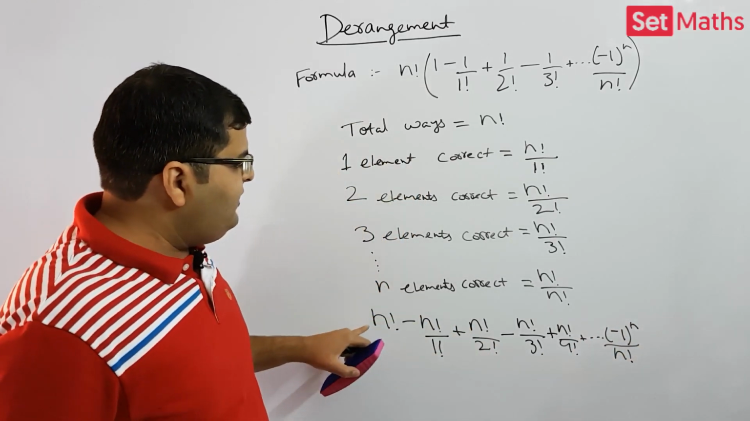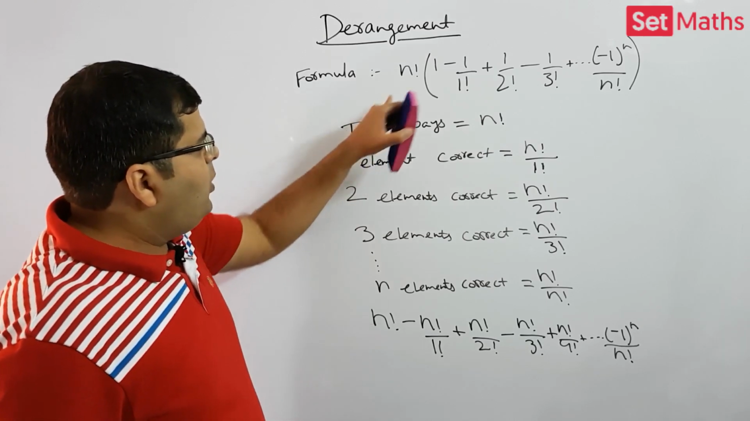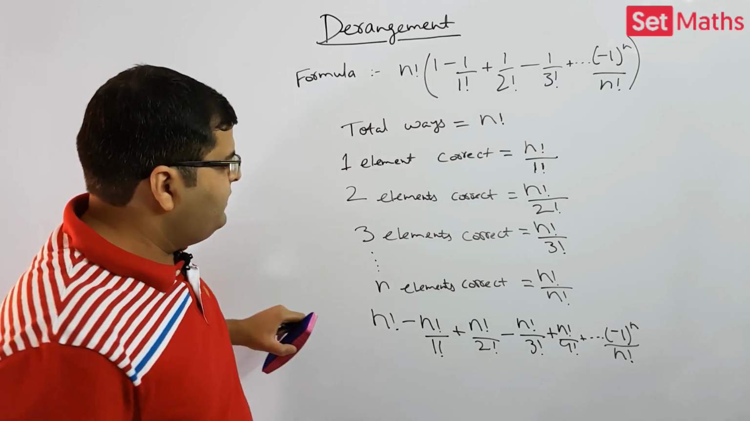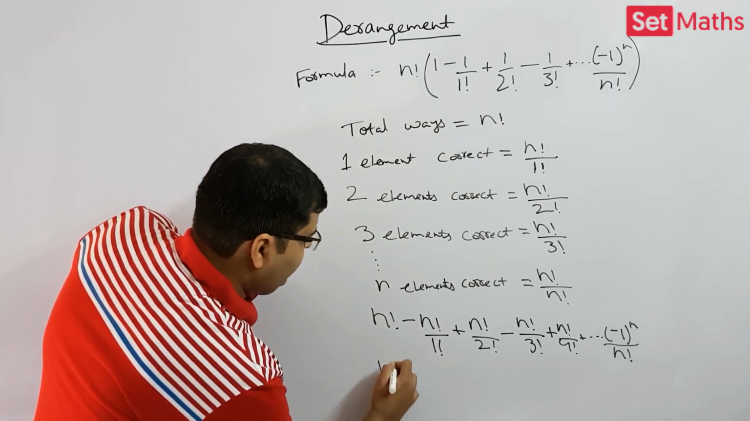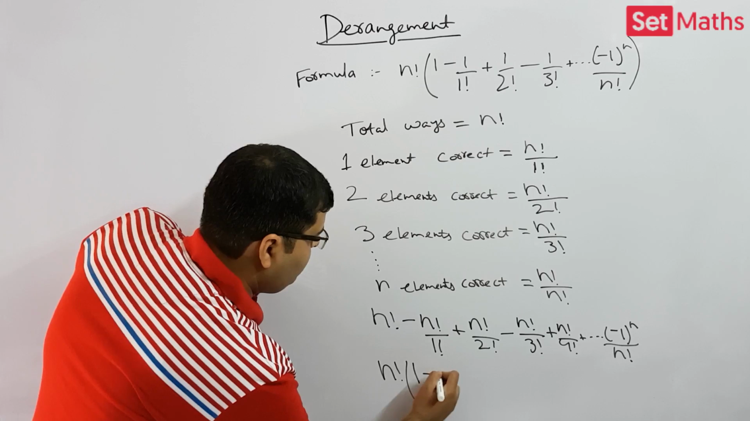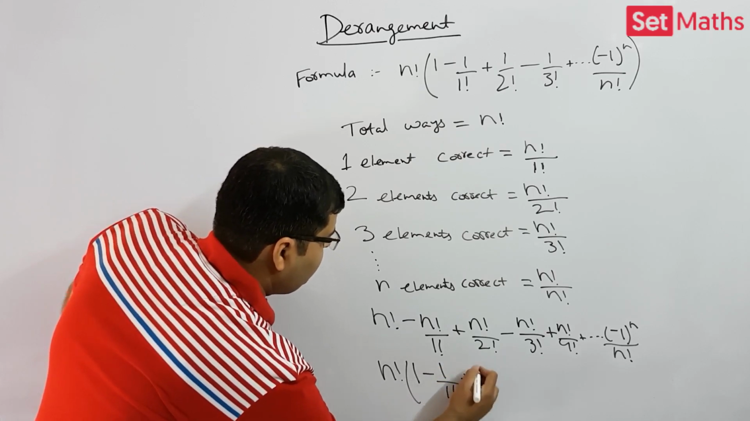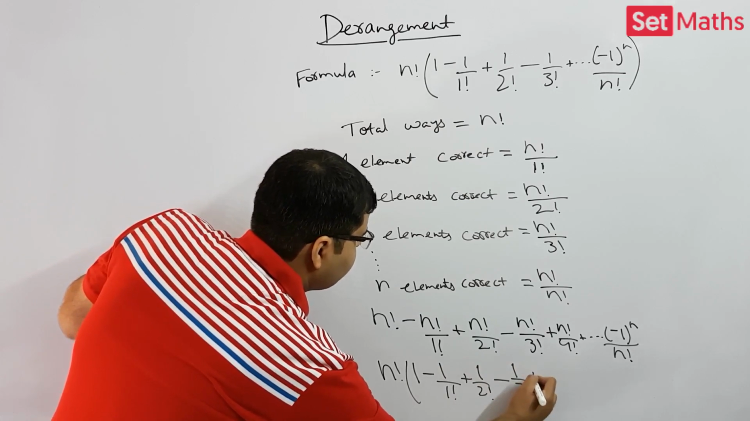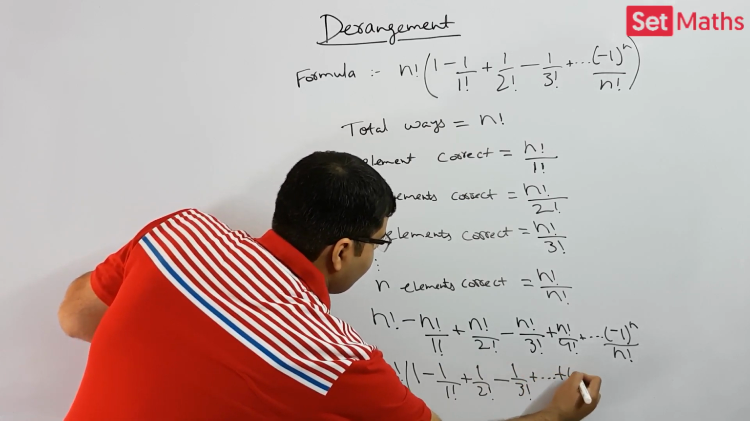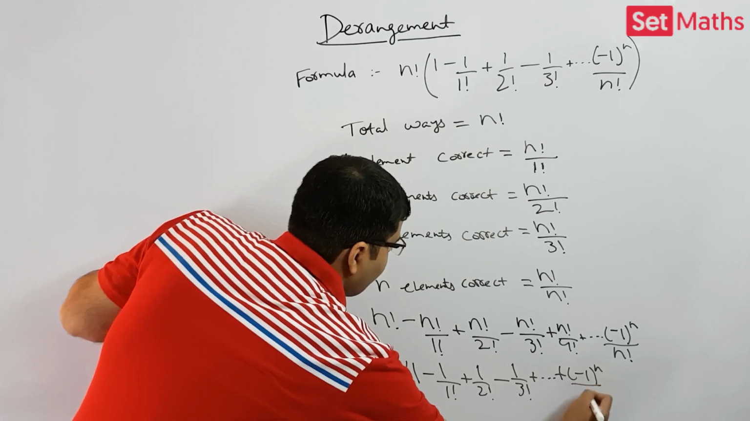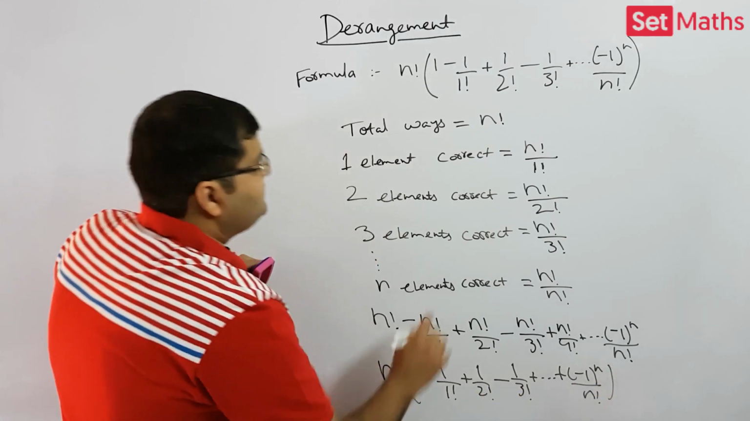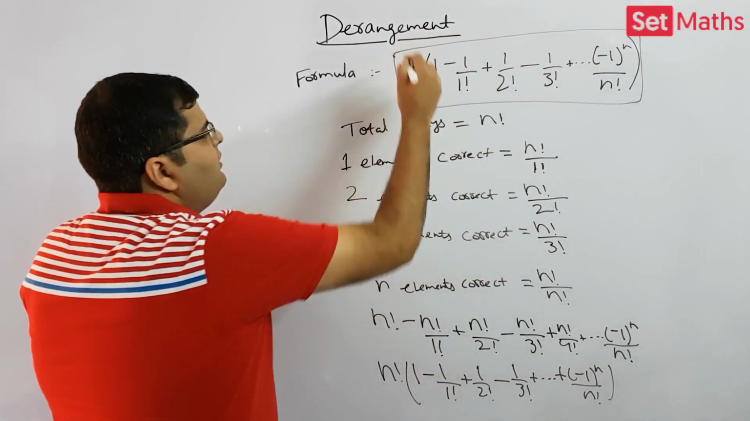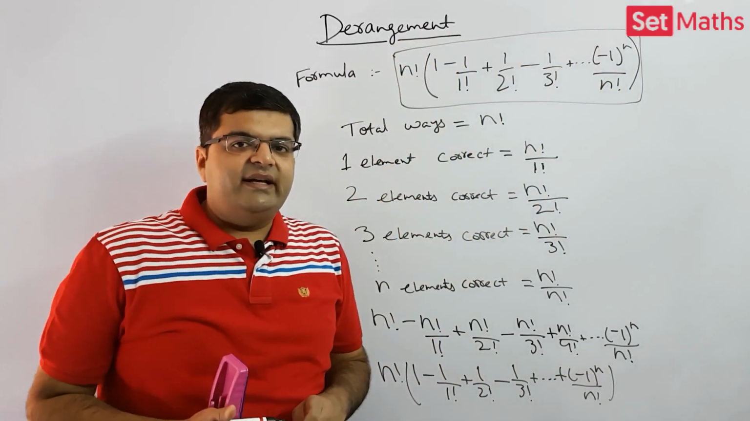Now if I take n factorial out from it, what I will get is this formula. If I take n factorial common, what I will get is n factorial into 1 minus 1 upon 1 factorial plus 1 upon 2 factorial minus 1 upon 3 factorial, so on till minus 1 raised to n upon n factorial, which is the same formula here. So this is how the derangement formula is derived.